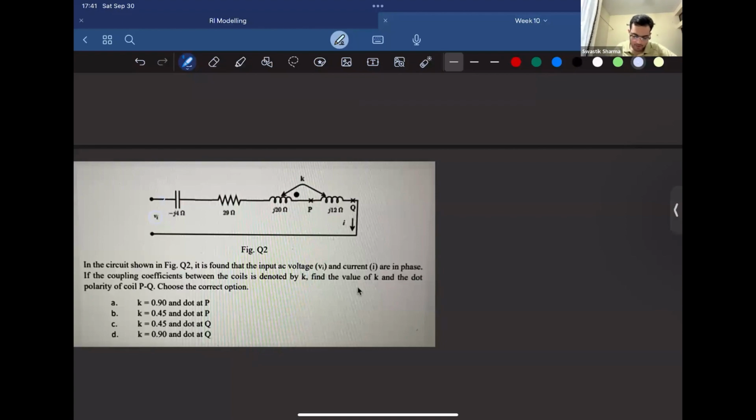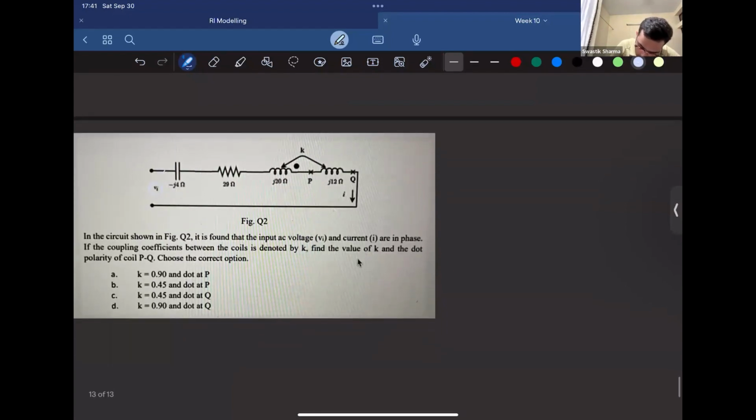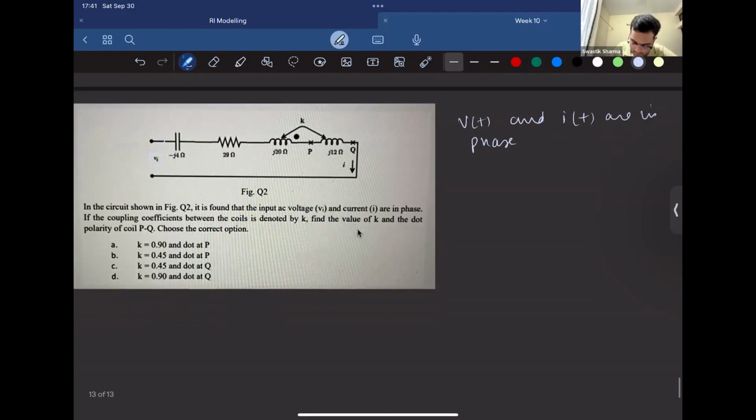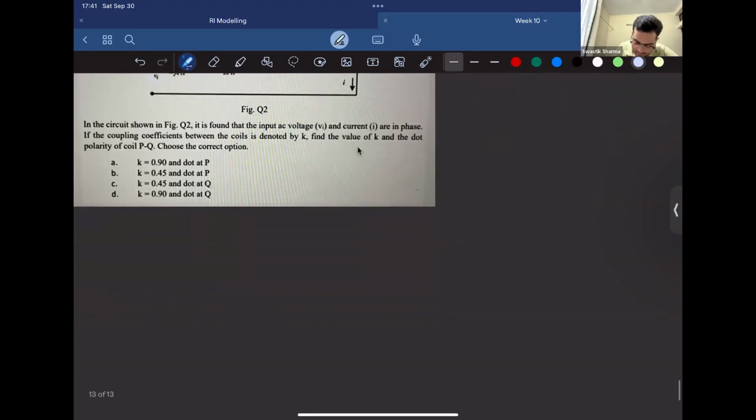Okay. So how are we going to solve this question? So it's simple, right? So V and I_T are in phase. So that means the equivalent impedance has only the real part.